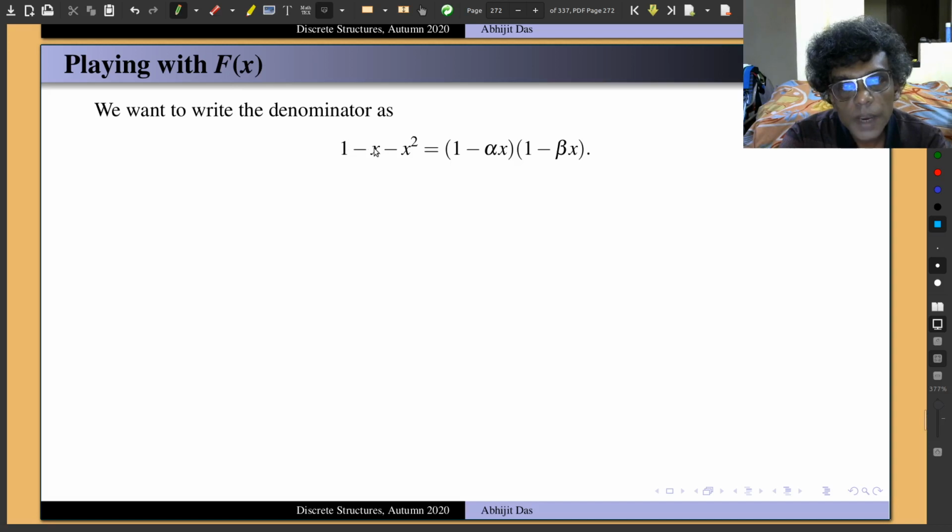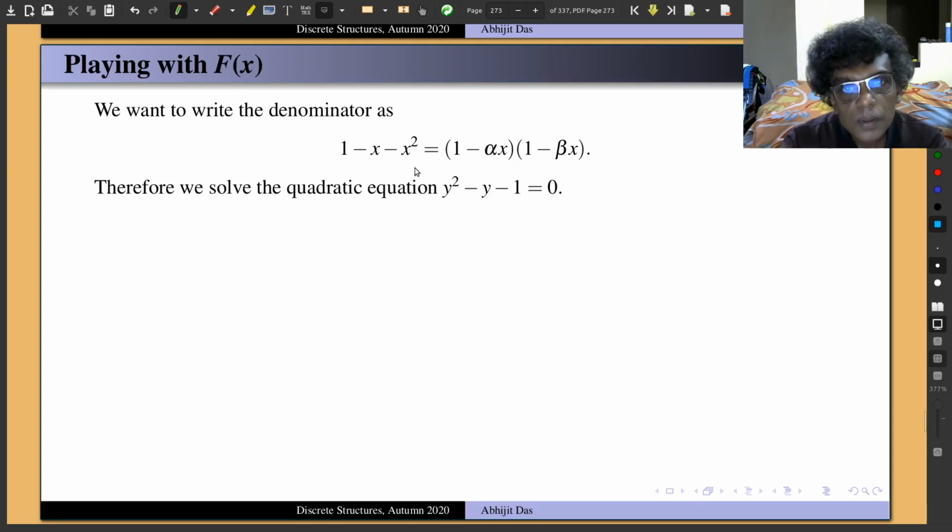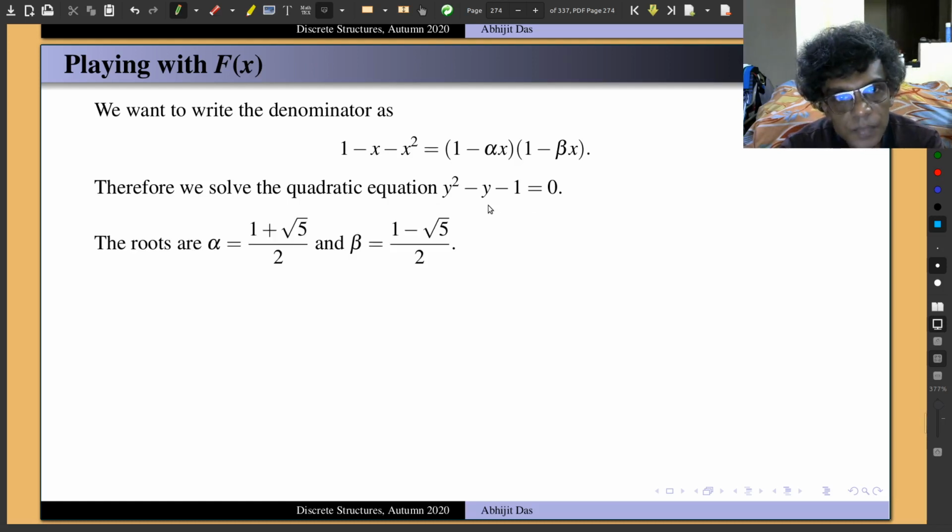y square minus y minus 1 equal to 0. So instead of solving this, I will solve the opposite, y square minus y minus 1 equal to 0. And now I can use the standard minus b plus minus root over b square minus 4ac whole by 2a, that formula, to obtain the two roots as alpha equal to 1 plus root 5 by 2 and beta equal to 1 minus root 5 by 2.